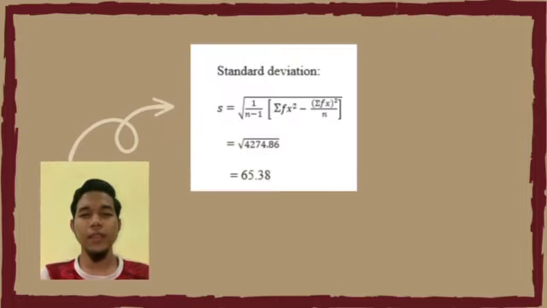Next, standard deviation. To find the standard deviation, this is the formula for standard deviation. S equals the square root of 4274.86, and the answer is 65.38.